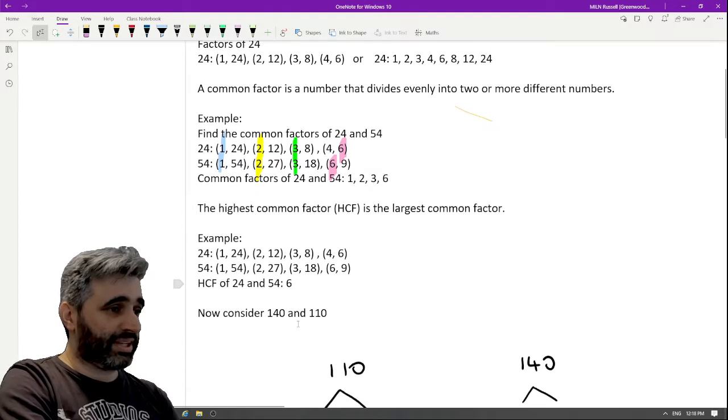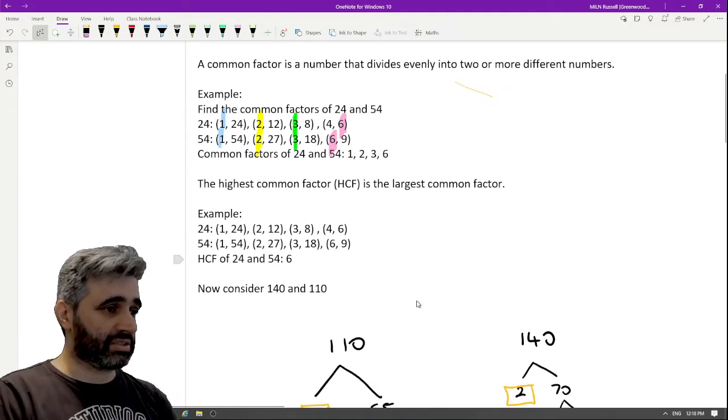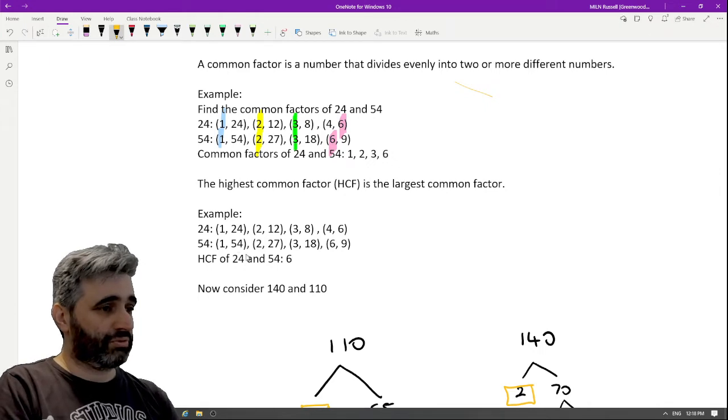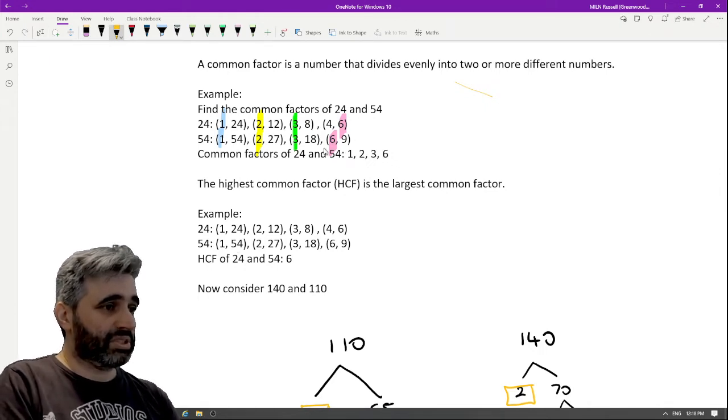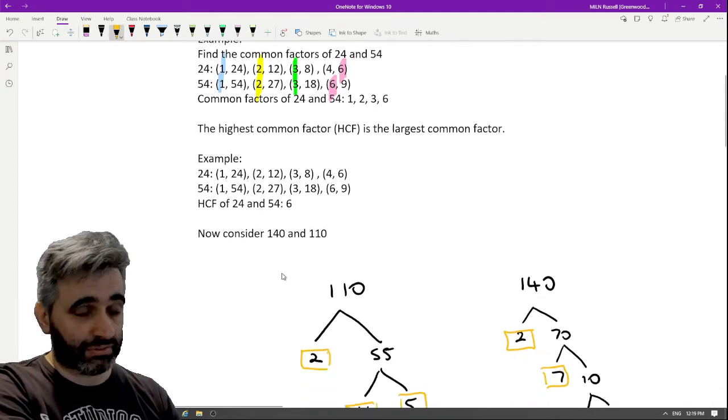The highest common factor is the biggest number that's common to both lists. So if we have 24 and 54 again, the biggest number we know from this list is going to be 6. So the highest common factor, the HCF, of 24 and 54 is 6. Nice and easy so far.